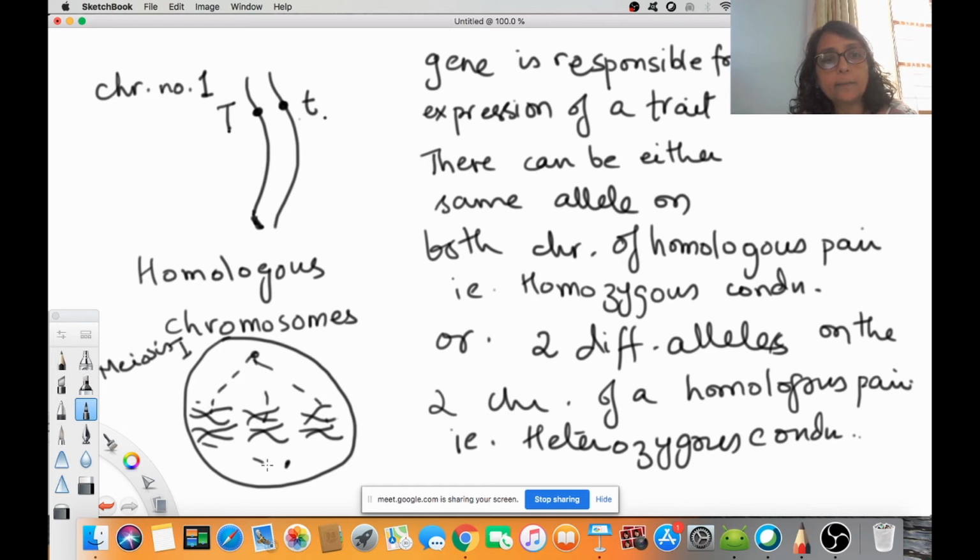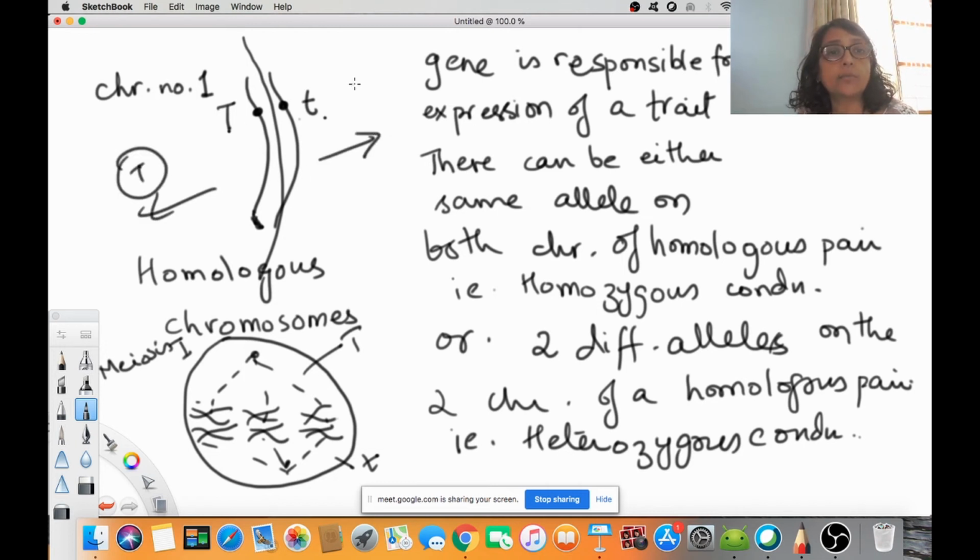metaphase I, these homologous chromosomes will separate, and when the homologous chromosomes separate, we will have a capital T on this side, a small t on that side. Therefore, during the gamete formation, we will have separation of this. This goes on one side, this goes on the other side, this forms one gamete, this forms another gamete. Do you get it?